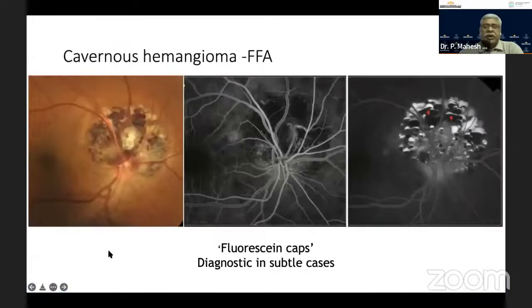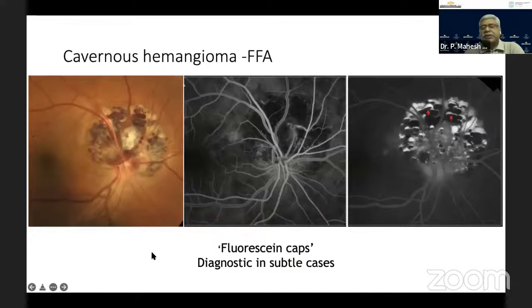Let's move on to another retinal tumor. This is a cavernous hemangioma. Cavernous hemangioma is like a grape-like cluster of saccules which have a sluggish flow within. So what happens is the RBCs and the other blood cells settle down within the saccules. That's what we see here, the dark red color, and the upper part is just plasma. So when we do a fluorescein angiogram, this plasma alone fills, giving rise to these beautiful fluorescent caps. These fluorescent caps are very, very diagnostic as far as cavernous hemangioma is concerned.